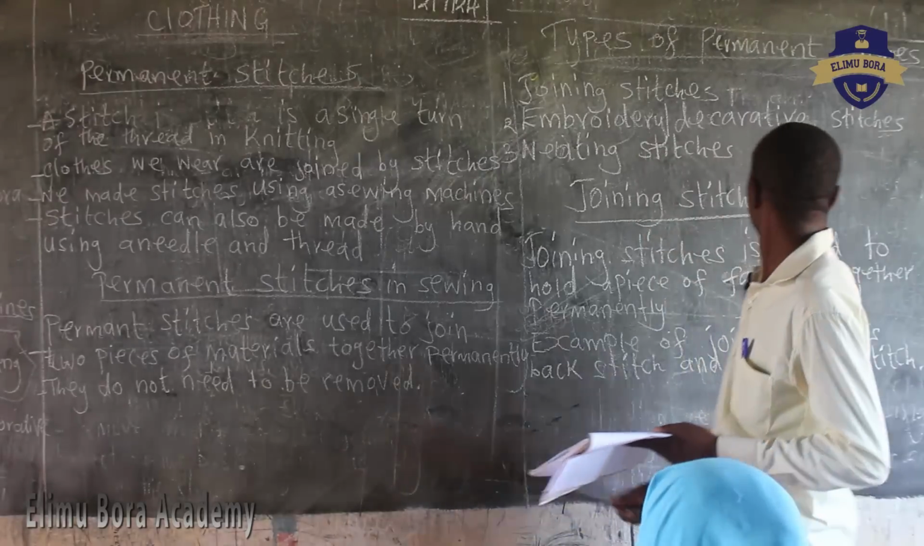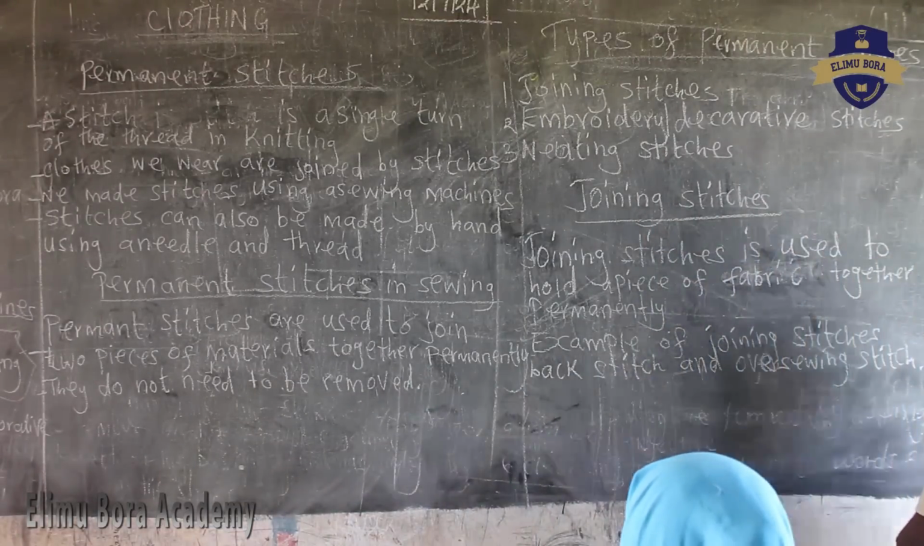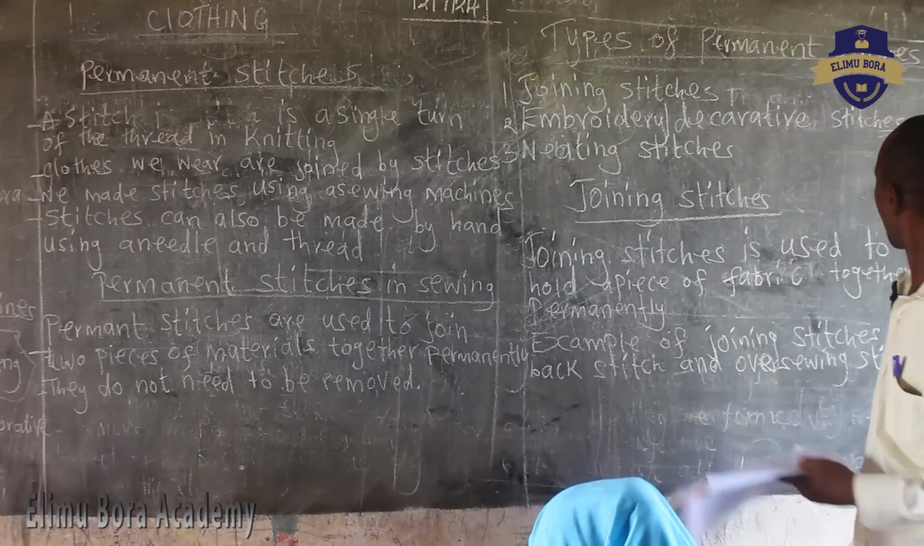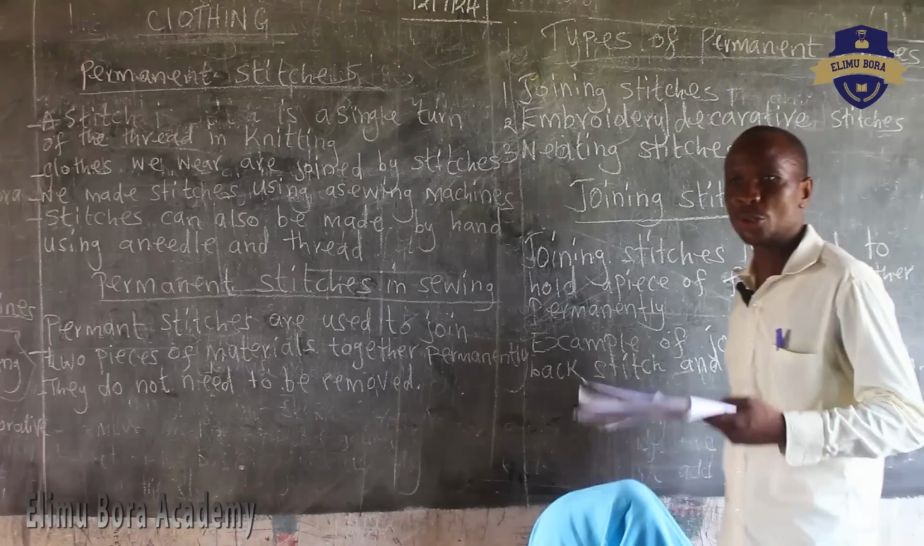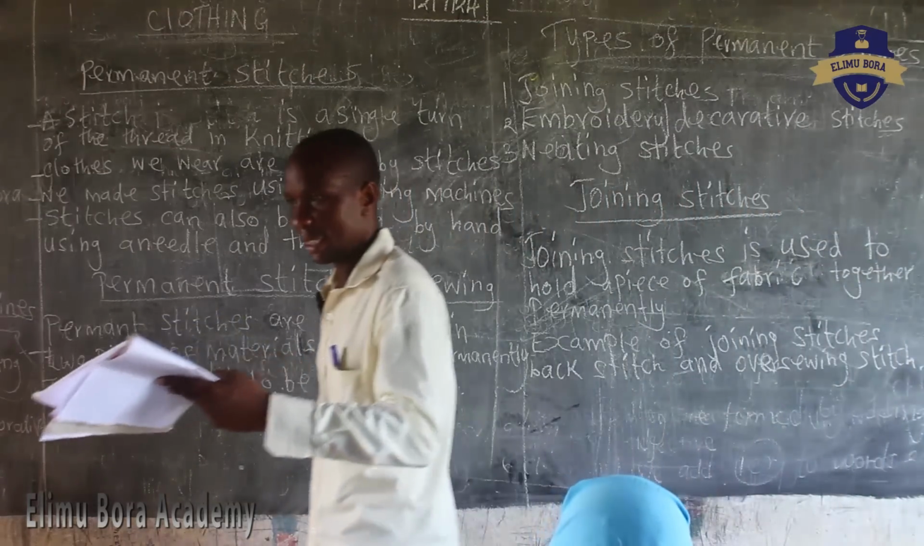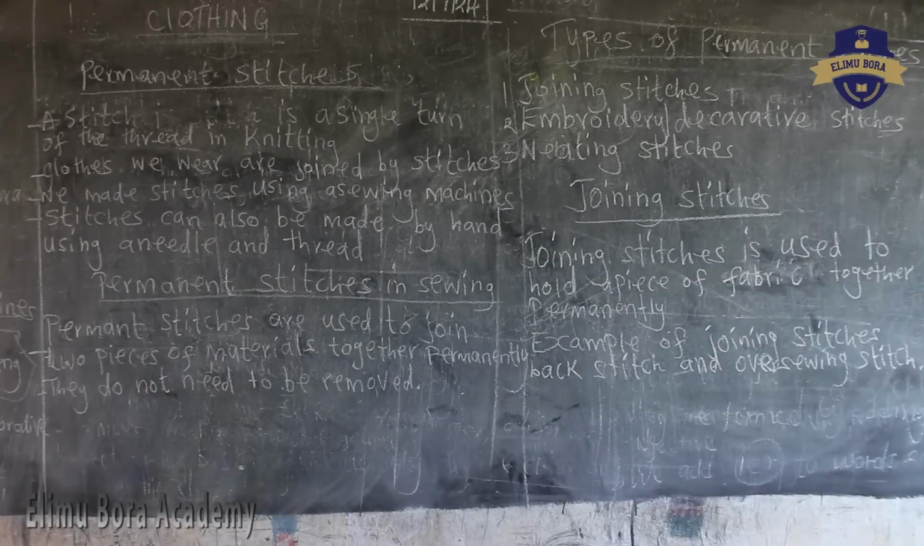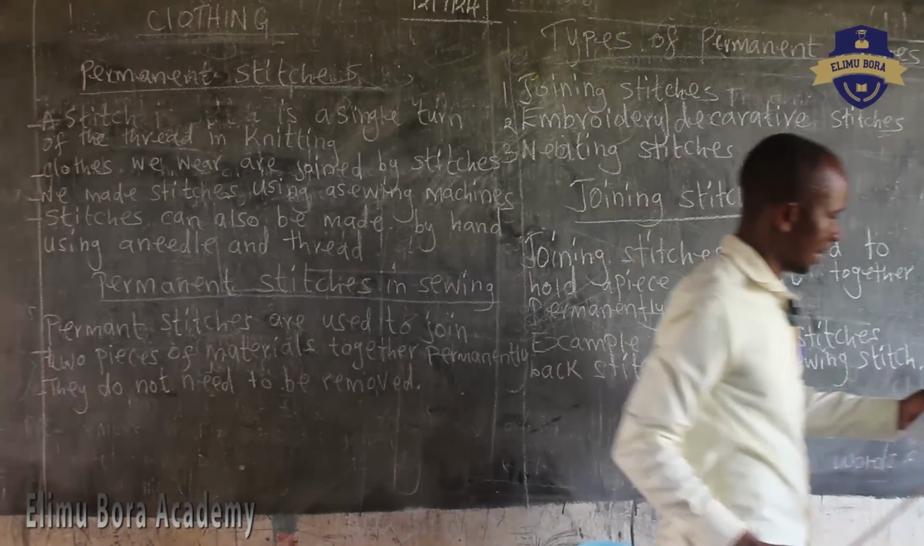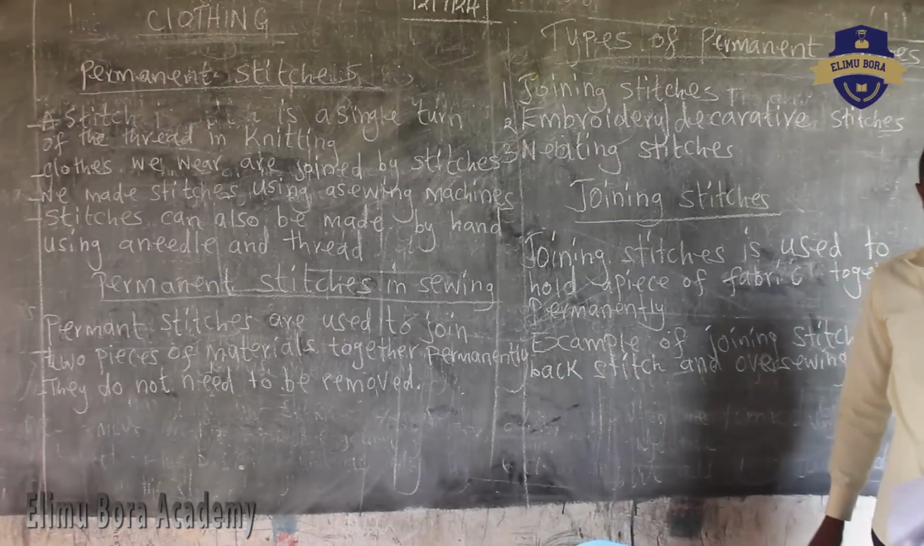Examples of decorative or embroidery stitches are what we call chain stem, and we also have satin. Then lastly we have what we call knitting.